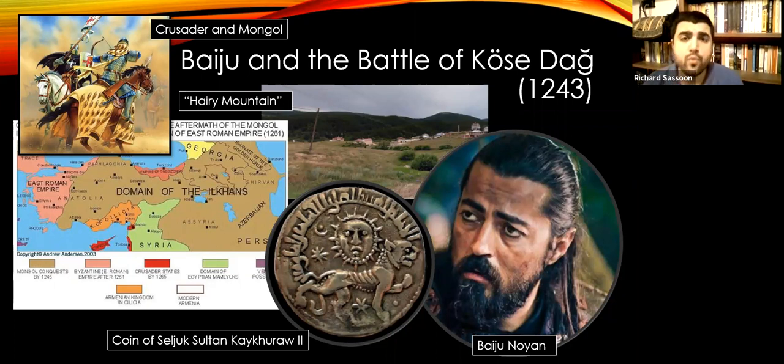The Battle of Kuzadagh was the last successful showing that the Seljuks made, and while their empire still survived until 1307, it would forever be a Mongol vassal.